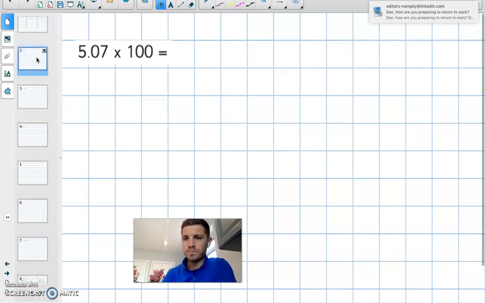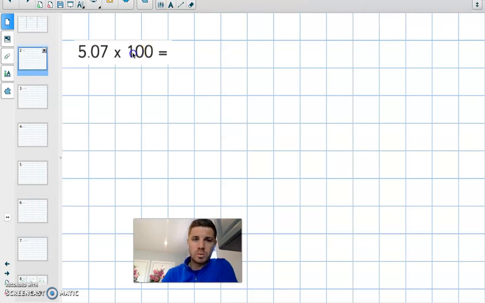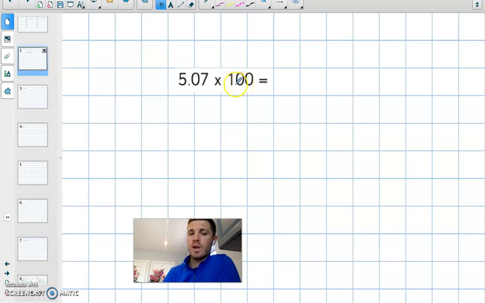So question number 1, 5.07 multiplied by 100. Now we know when we multiply by 10, 100 or 1000, we use the dots method. So below 5.07, we need to put 2 dots because there are 2 zeros in 100. So we're going to move this number to the left because we're making it 100 times bigger. So if I move it once, I've got 50.7. If I move it twice, I've got 507 as my answer.